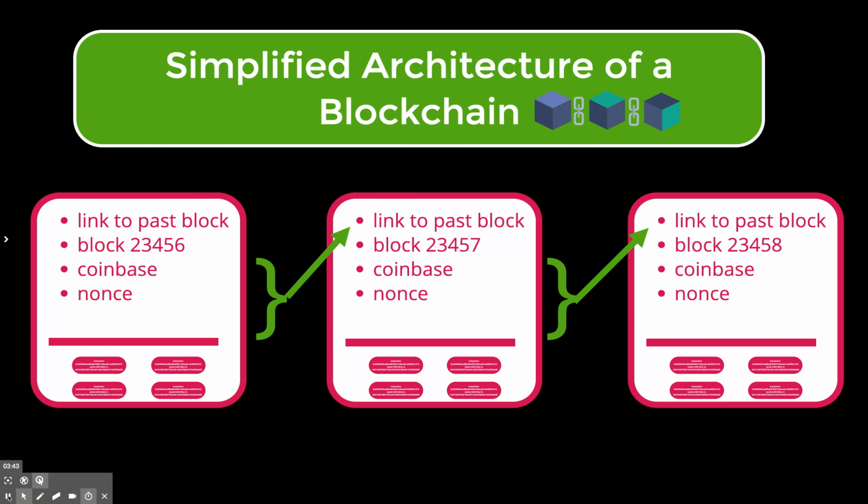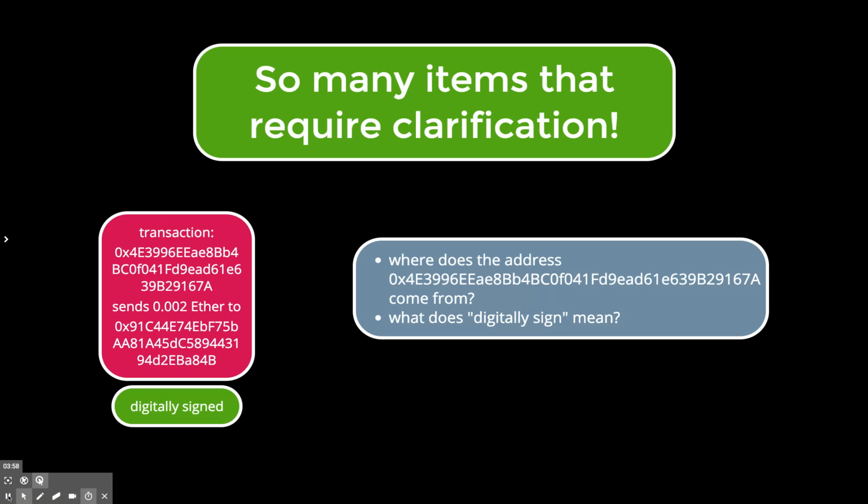Now, the structure of the blockchain itself is as follows. And this is the important part: each block has a link to the past block, meaning that they're intrinsically linked and cannot easily be broken up.